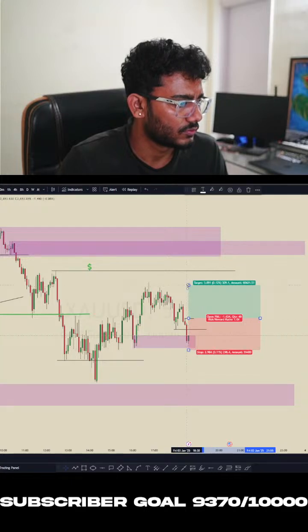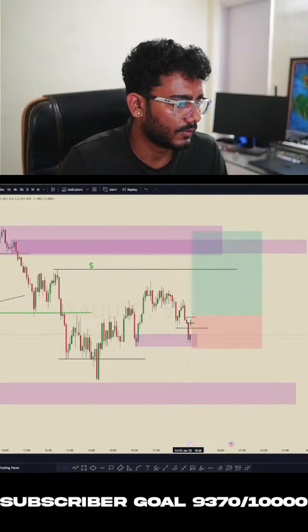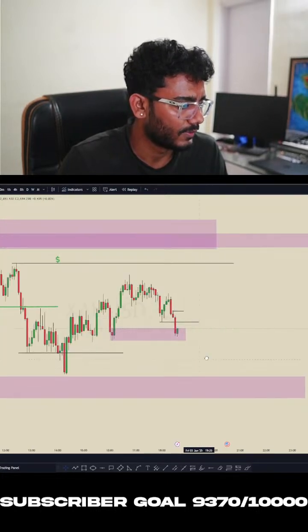This one is too. So let's look at the candle and then we can enter. You can enter directly too, but it's risky.